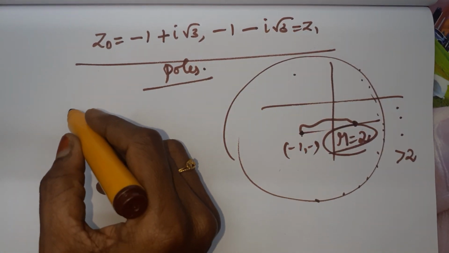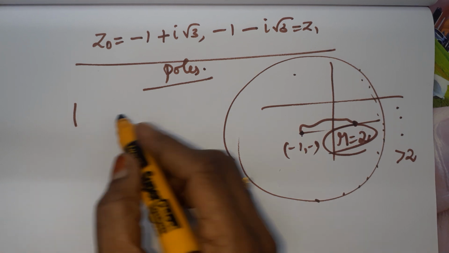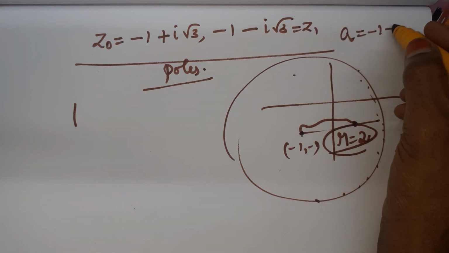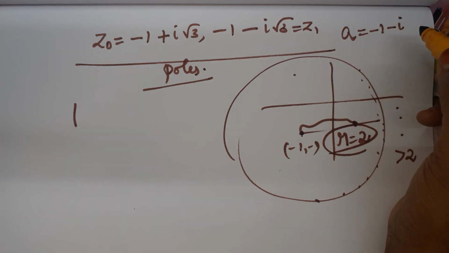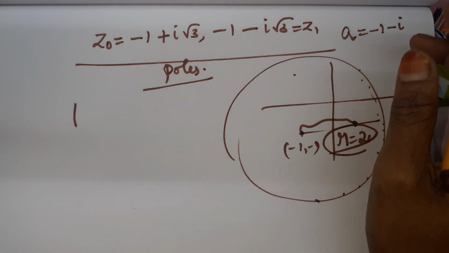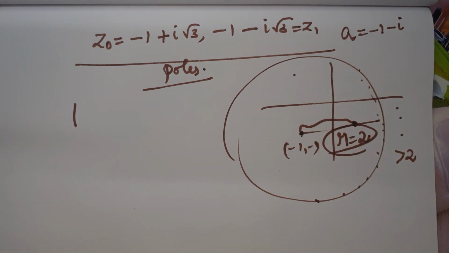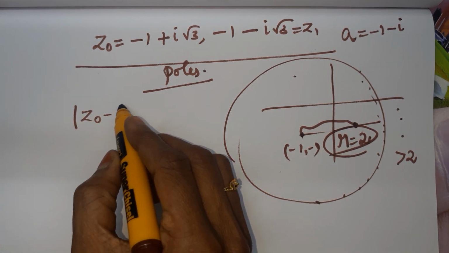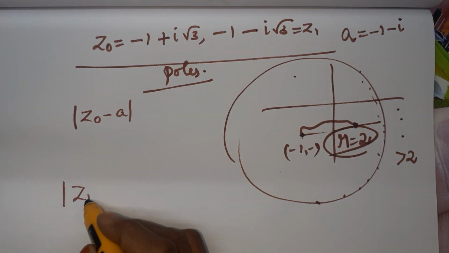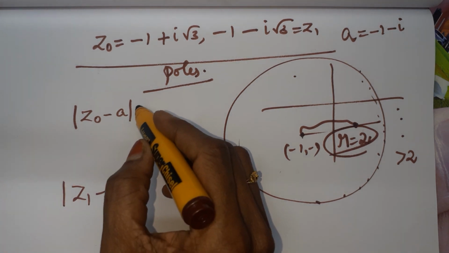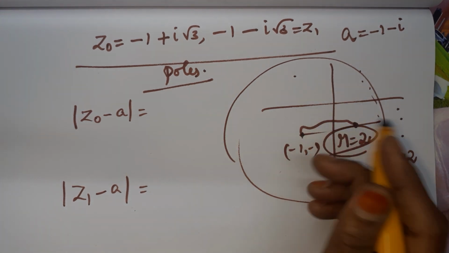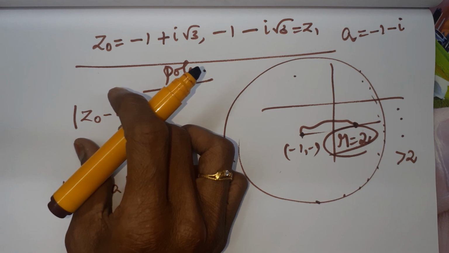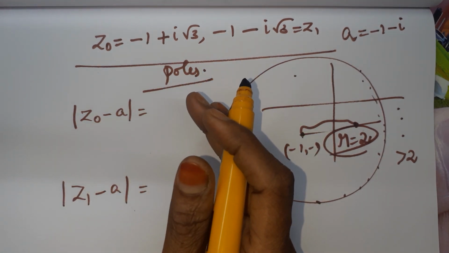Okay, so for that I am going to find the distance. Let the center be a. What is the value we got? Minus 1 minus i. So we are going to find the distances: modulus of z0 minus a and modulus of z1 minus a. If the distance between these two points is less than 2, the point lies inside. If it is greater than 2, that point lies outside.